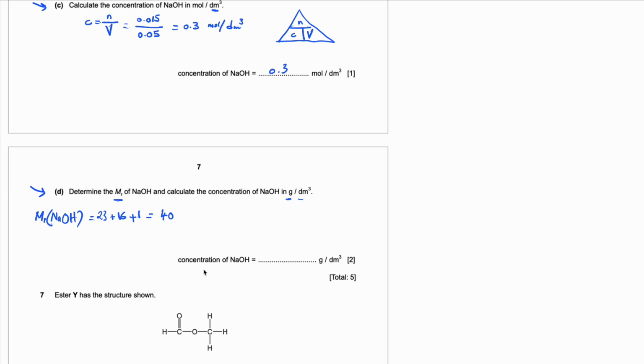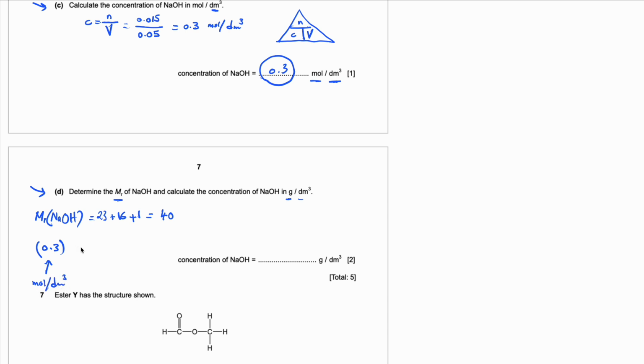Now, to calculate the concentration of sodium hydroxide, we already have the concentration of sodium hydroxide in moles per decimeter cubed. To convert from molar concentration into mass concentration, you have to multiply by the relative formula mass. So simply you take the molar concentration, 0.3, that's said to be molar concentration. Molar concentration means the unit of it is mole per decimeter cubed.